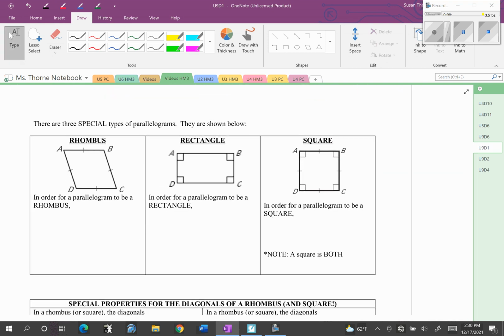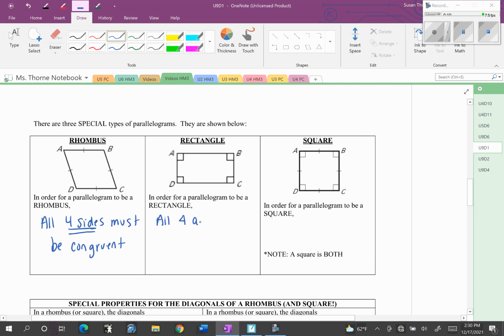So there are 3 special types of parallelograms, which are shown below. We have a rhombus, a rectangle, and a square. In order for a parallelogram to be a rhombus, all 4 sides must be congruent. In order for a parallelogram to be a rectangle, all four angles must be 90 degrees, which remember are right angles.